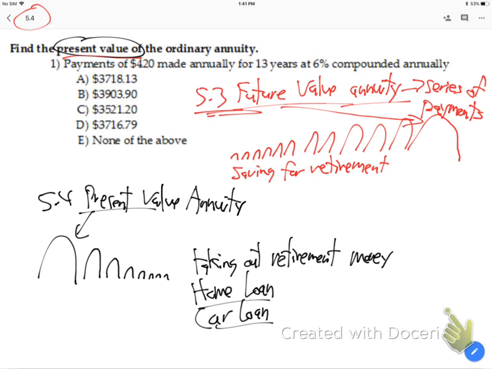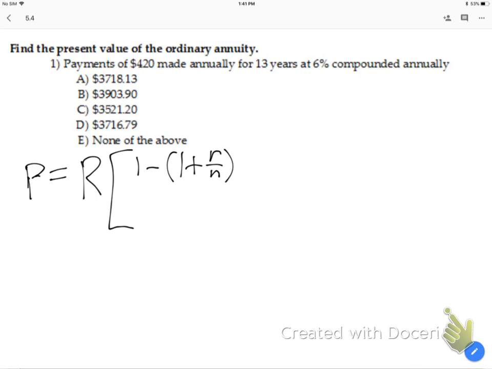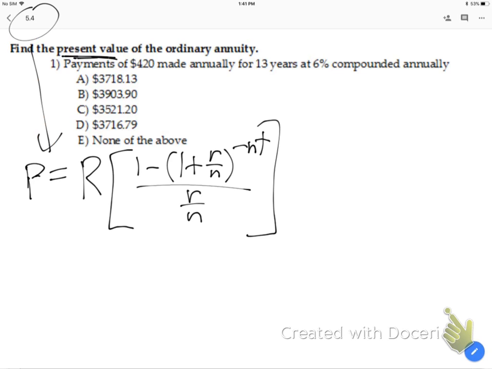Okay, so you see this one? Find the present value. And so I'm going to use a different formula. This is present value, which means pile now. So what's the present value formula? Here's the present value: P equals R times (1 minus (1 plus R over N) to the negative NT) over R over N. It's kind of like the other one; they're all sort of similar. So there's the formula for the present value of an annuity. That's the 5.4 formula that we're going to use a whole bunch now.